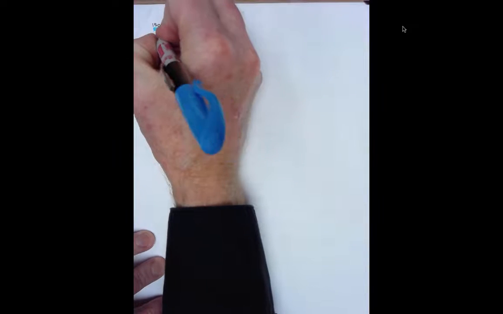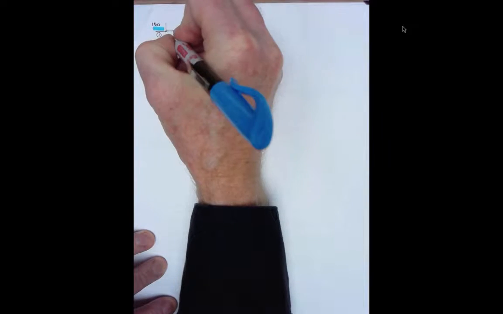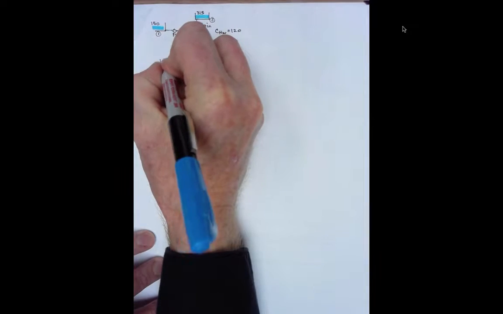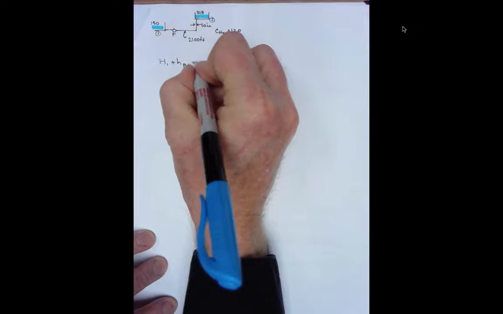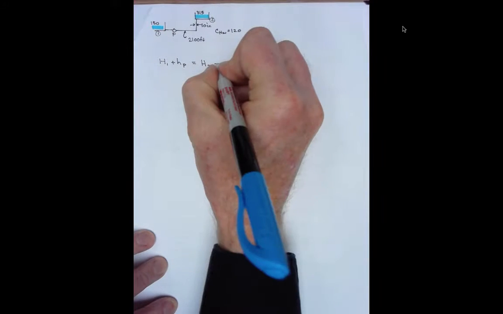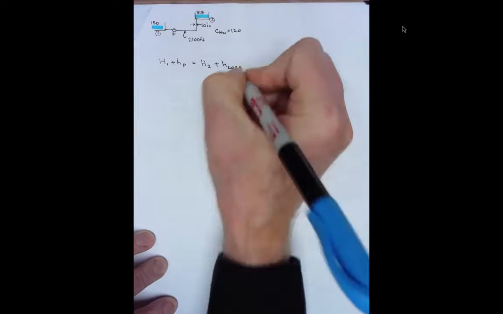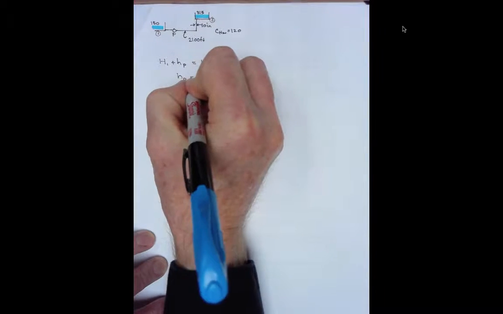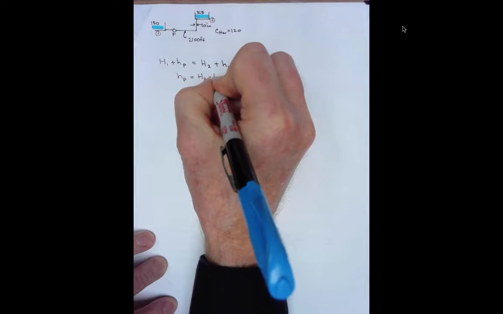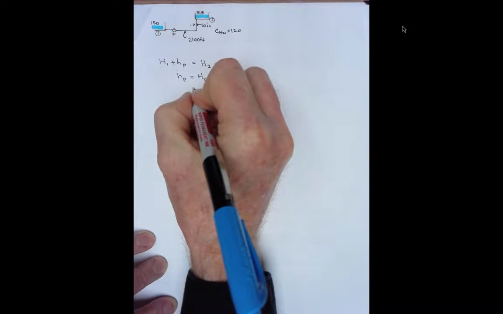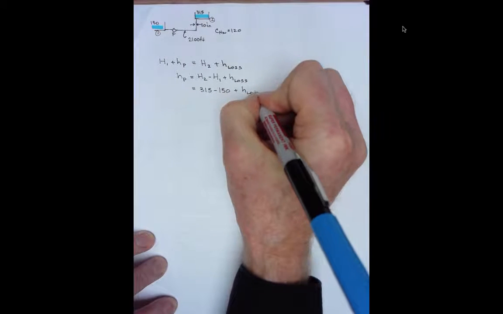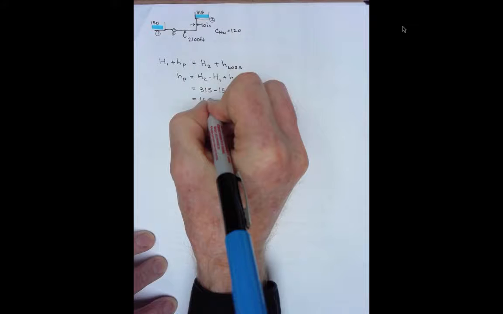Here's my pump. I have the total head at position 1, H1, plus the added head of the pump is equal to the total head at position 2 plus the head loss along the way. Added head of the pump is equal to H2 minus H1 plus head loss. That's equal to 315 minus 150 plus head loss, which equals 165 plus head loss. And now we'll replace this with its functional form.